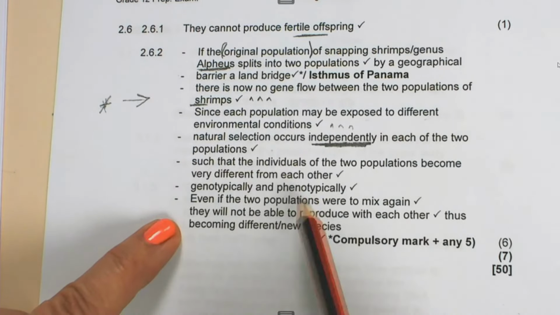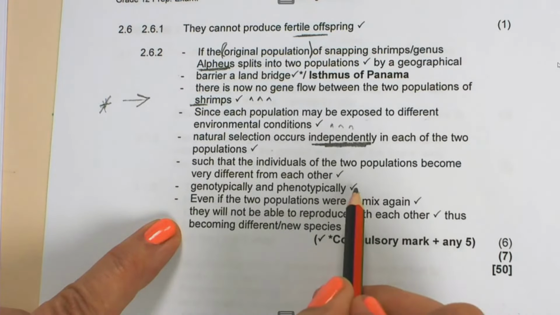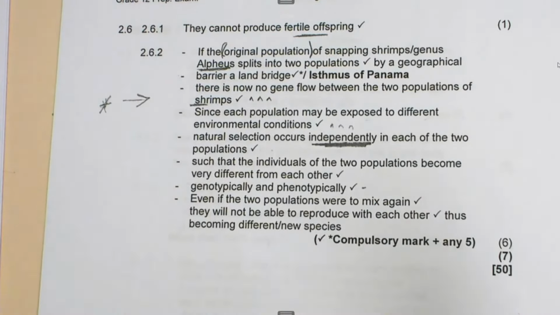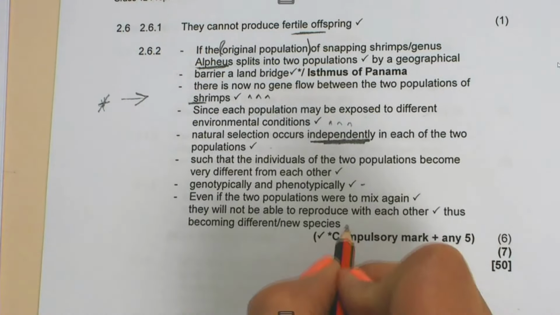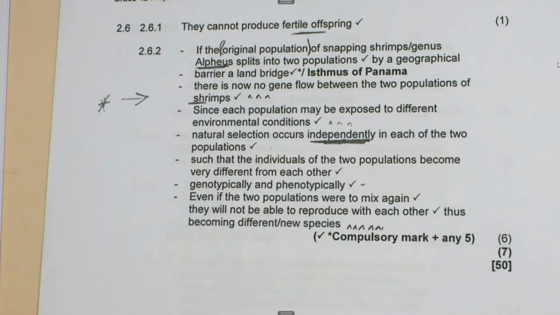Individuals of the two populations become different from each other, if they may be stipulated how they are different, maybe in color or maybe in size. Mention the differences also here for the end of the year. And even if the two populations were mixed again, they will not produce fertile offspring, and they become different species. And now definitely here at the end, for the end of the year, you must say how different they become.